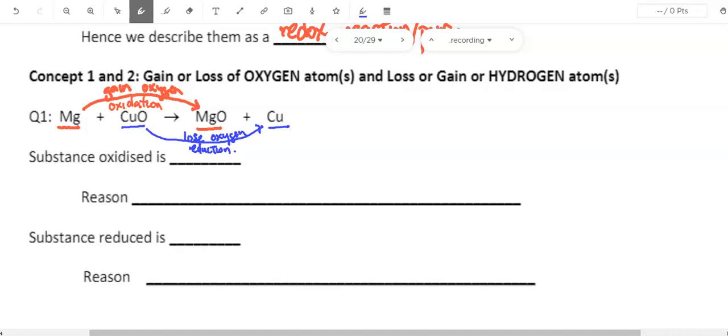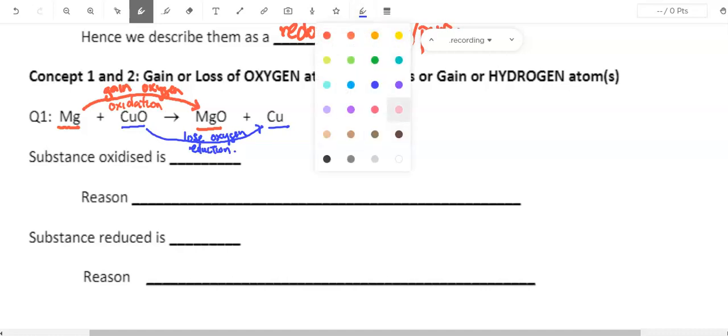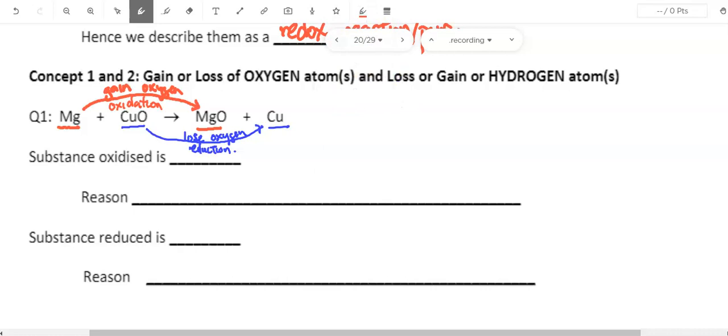Okay, so let's go and write out the answer now. For the answer, let's use the respective rate. The substance that's oxidized, okay. So we are looking at the substance being oxidized, so we look at the reactant here. So the substance oxidized is actually Mg.